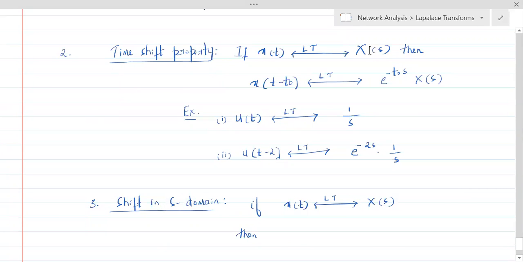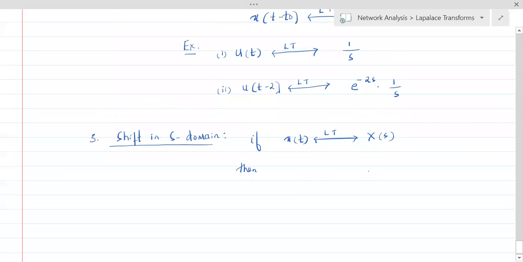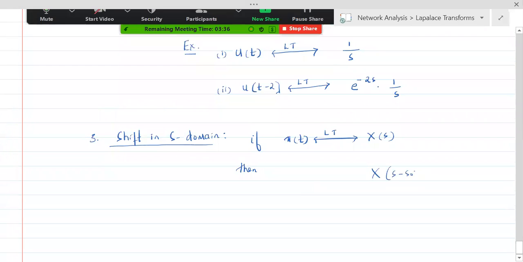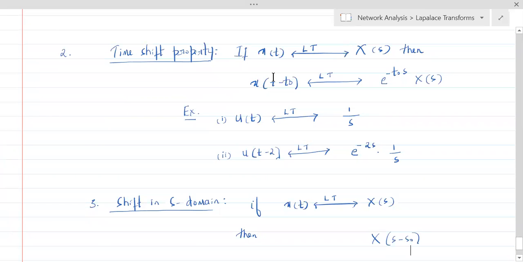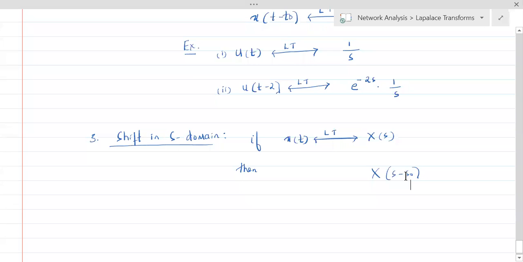That means this is the S domain. What if you have a shift in S domain? That is the question. Understand that? Suppose you have a shift in S domain, that is, say you have S minus S naught. Earlier you had x of t minus t naught, right? Because it's a time shift, a shift in time domain. This is a shift in S domain. Where is the shift? S minus S naught. Minus S naught is the shift.